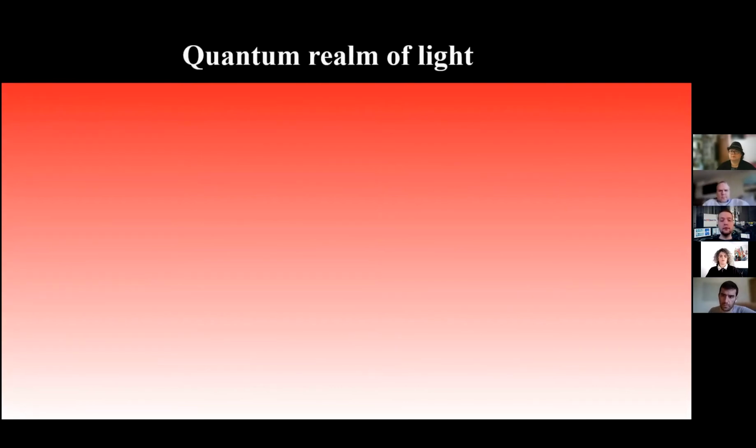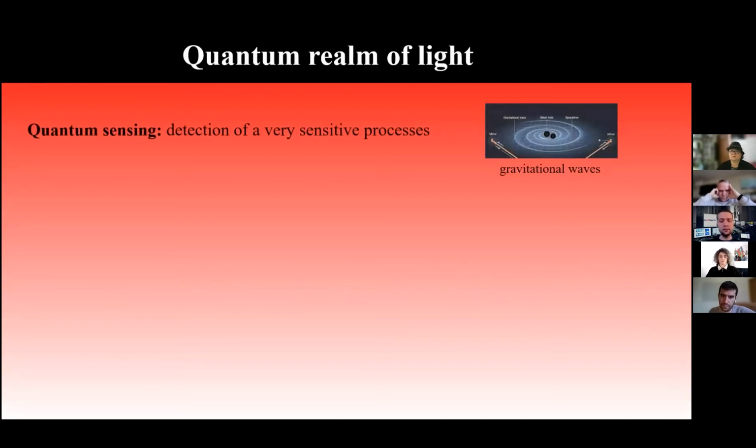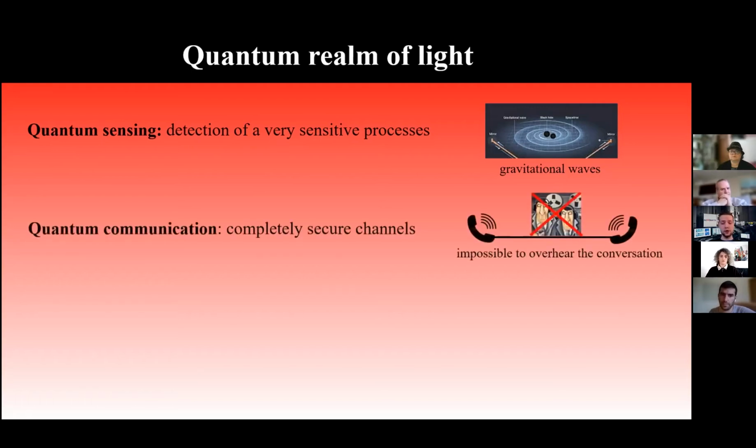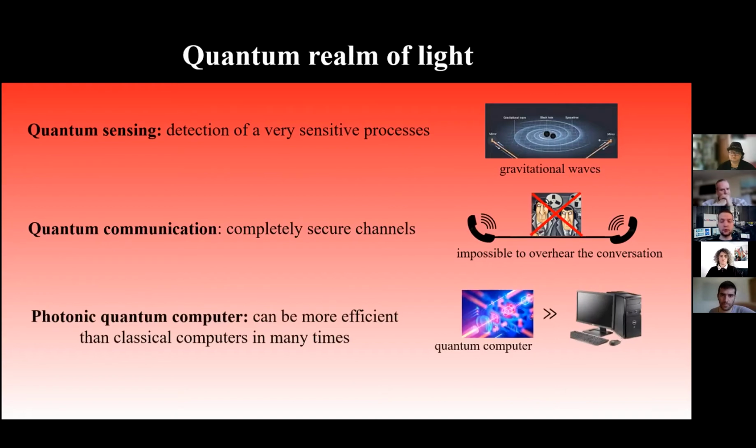We want to investigate the quantum world of light because it has a lot of interesting applications that seem like science fiction. For example, the quantum properties of light help to detect very sensitive events, such as gravitational waves, from objects at billions and billions of kilometers from Earth. Special properties of light can be used to build completely secure channels of communication so that nobody would be able to listen to your conversation. A quantum computer based on quantum light can be more efficient and powerful than millions of classical computers brought together.